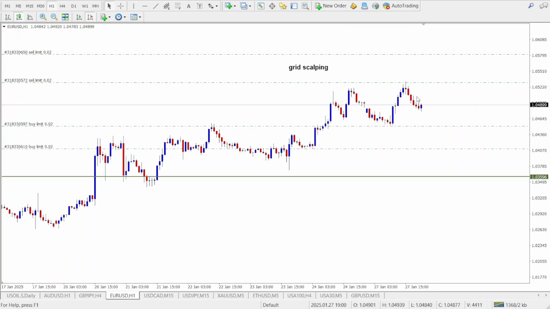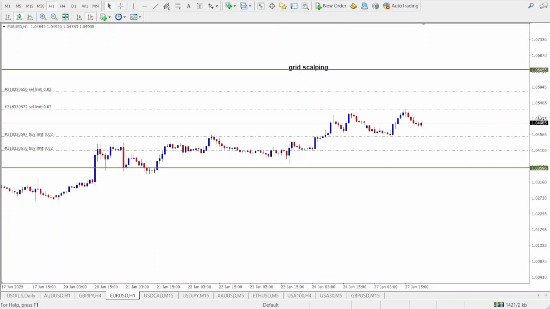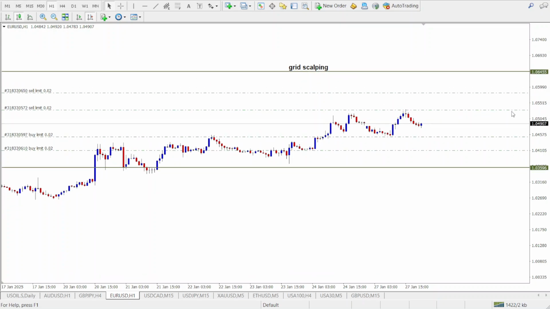So that is the essence of grid scalping. It's quite a powerful tool to add to your forex trading arsenal, but like any strategy out there, it requires patience, practice, discipline, and a strong focus on risk management. It is very important. If you want successful trading, risk management is a necessity.